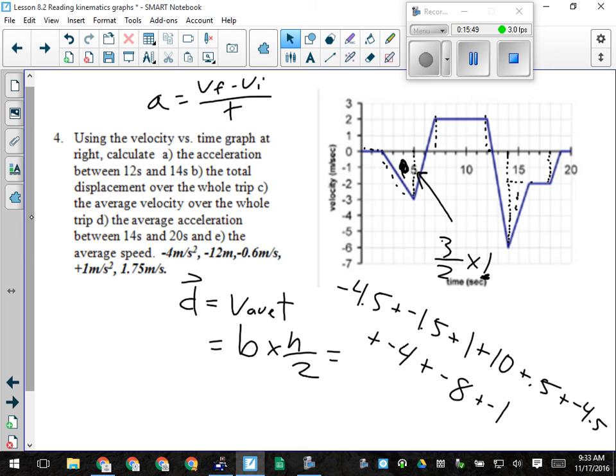All right, did anyone have any trouble with part A, finding the acceleration there? I was just using that formula there, right? And we'll talk more about that probably tomorrow. We'll start acceleration.